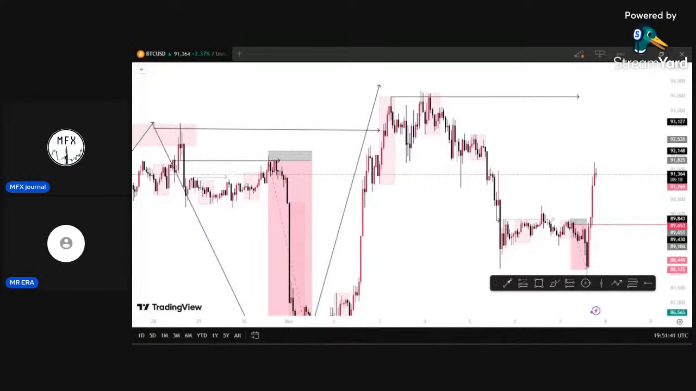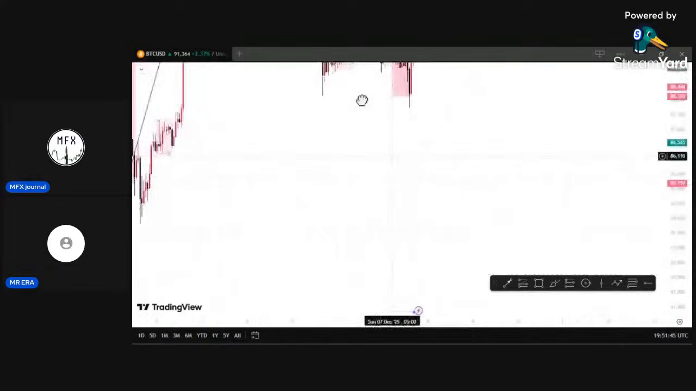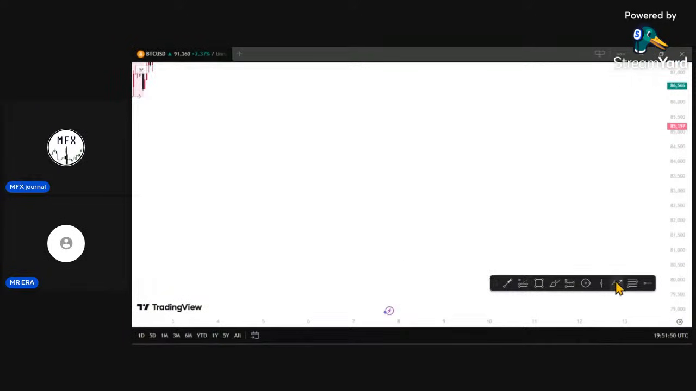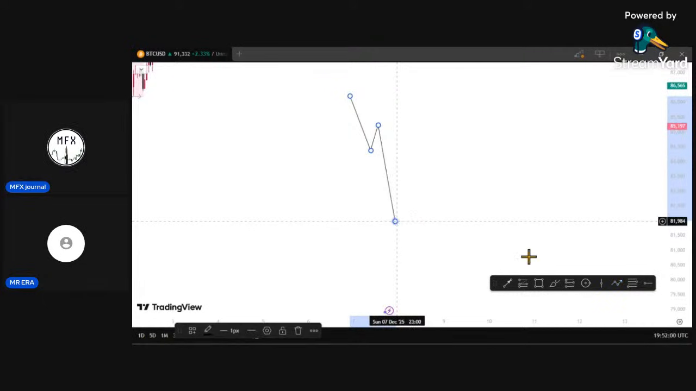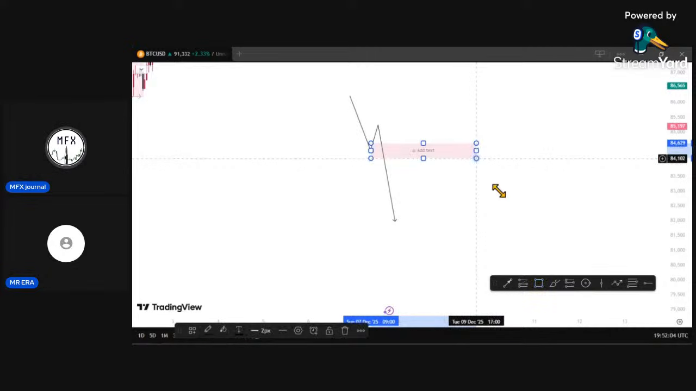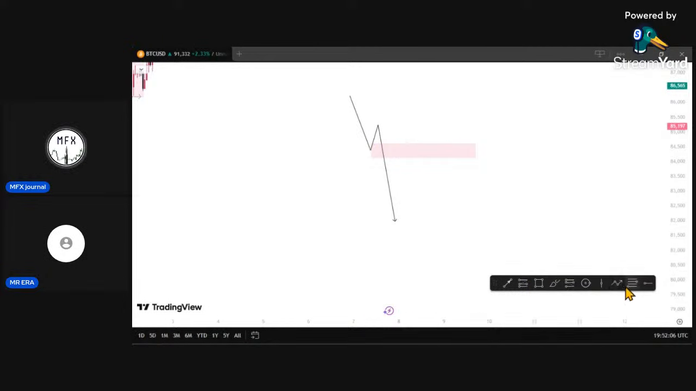So thank you very much. I think you have done well, sir, and you have touched the major thing. That is the breaker block, right? It's very important for us to understand how this breaker works. Breaker is just a failed order block, just like he explained earlier. So breaker is a failed order block.